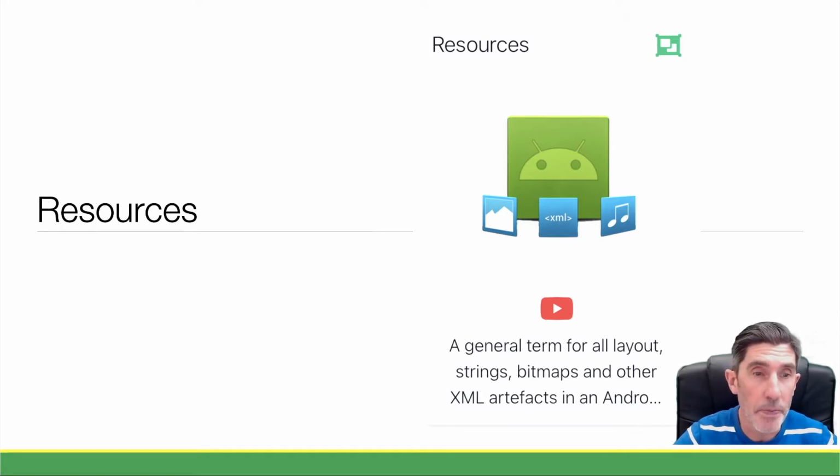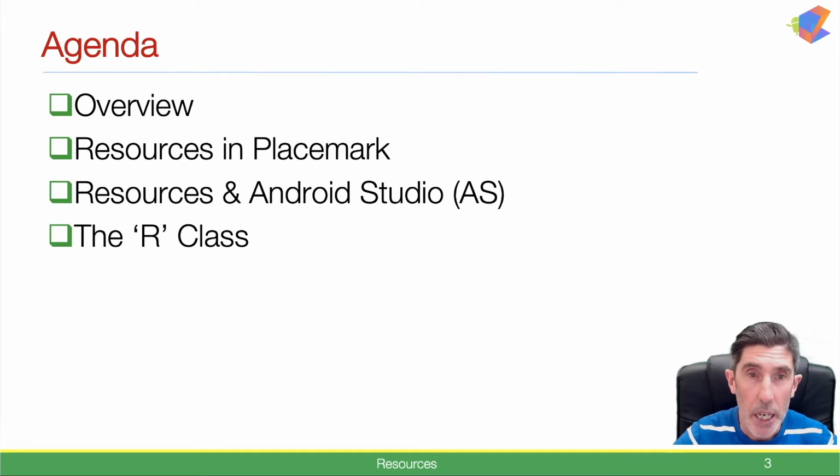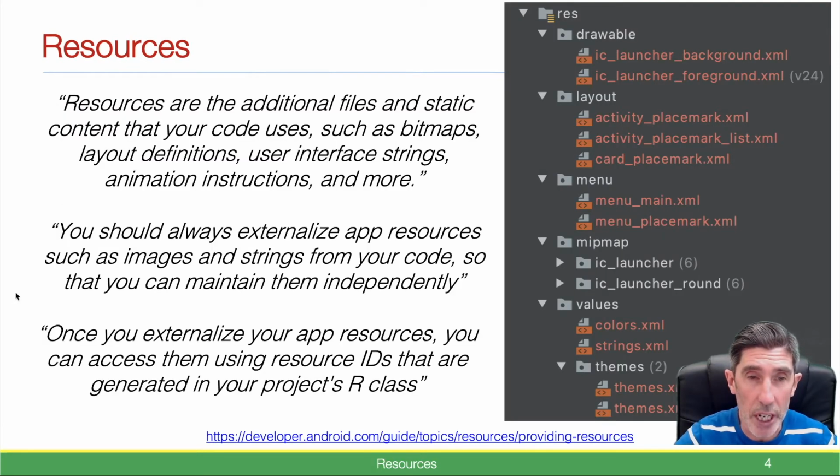Okay, so today what we're going to look at is a little bit of an overview about resources in general. We'll then look at resources and how we use them specifically in placemark, and then we'll talk a little bit about resources and Android Studio and the R class, so where physically you could actually find that R class. It's quite a short section, so it won't be too long.